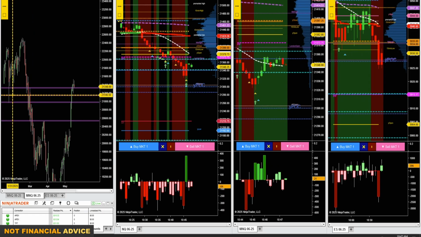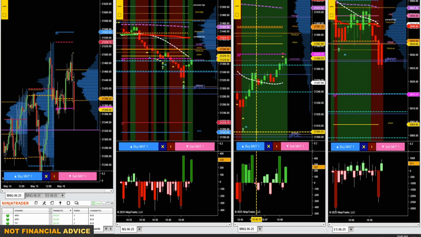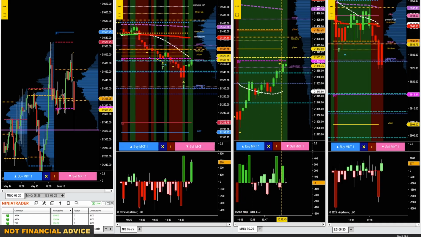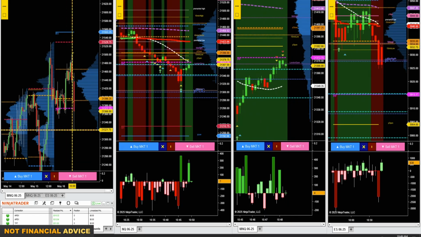I've also got this wick rejection marked out, as well as this wick rejection. Add a reversal arrow, some delta divergence, and a spectrometer signal back there on the 15-second chart. Trend core turned green as we're bouncing off that level. Now up almost 50 points off of this purple line here.